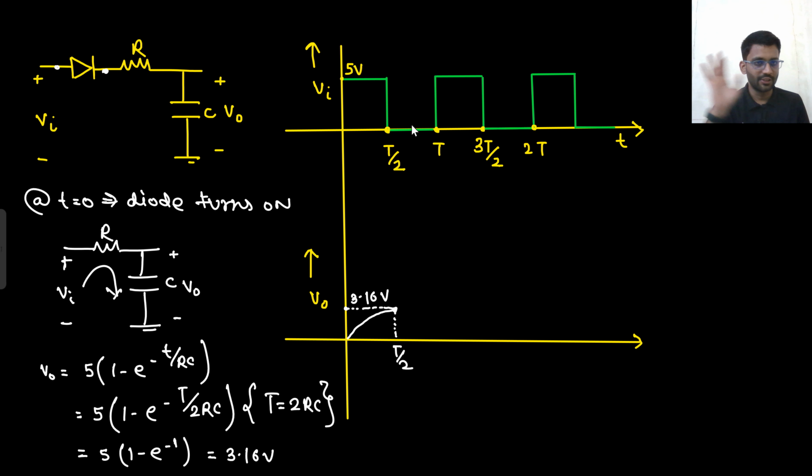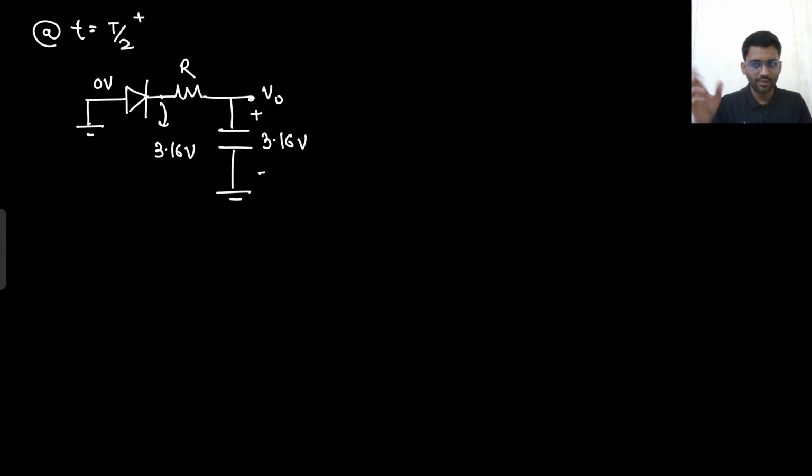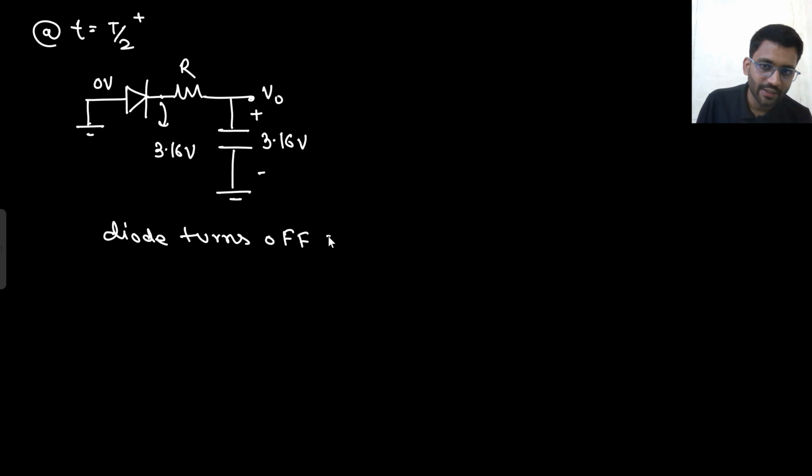What did we do? In the first cycle, the capacitor was getting charged. The capacitor is charged to 3.16 volt. Now the input is gone. The input is 0 now. So this side is at 0 and this side is at plus 3.16. That means the diode turns off. And if the diode turns off, what will be the circuit? This will be the circuit.